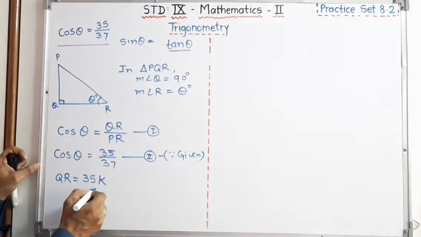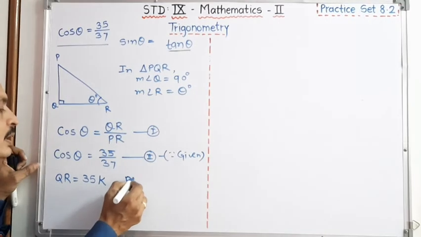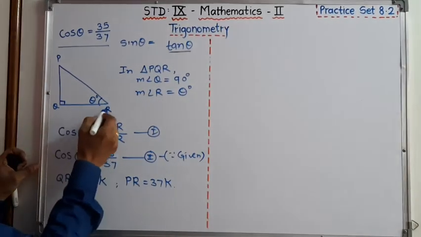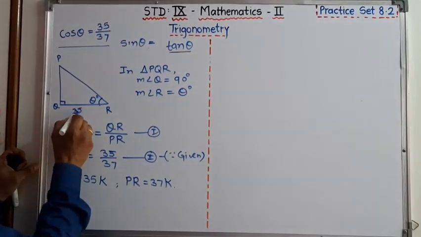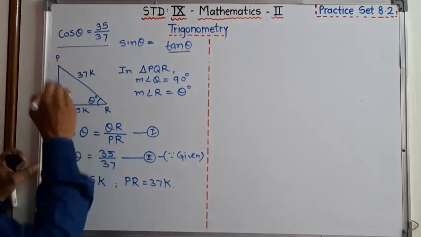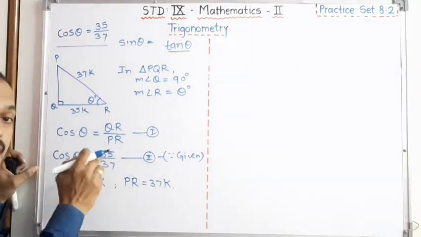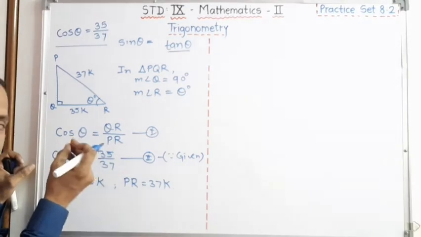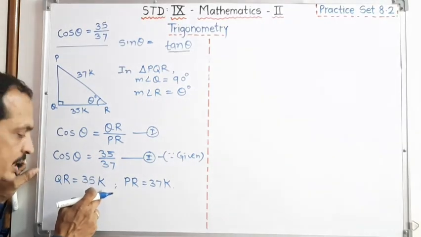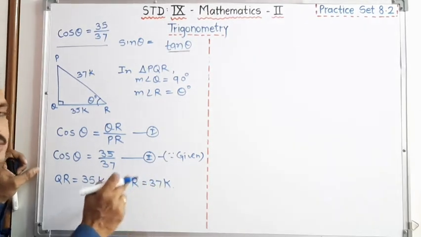Therefore, the actual value of QR is not 35. It is the ratio. Therefore, it is 35K. Then PR is 37K. Got it? Remember this. QR is not 35, it is 35K and PR is 37K. It is the ratio. It is not the actual values. This is the ratio got by dividing by one specific number, and that specific number we don't know, therefore we assume it is K. Therefore the length of QR is 35K and the length of PR is 37K.